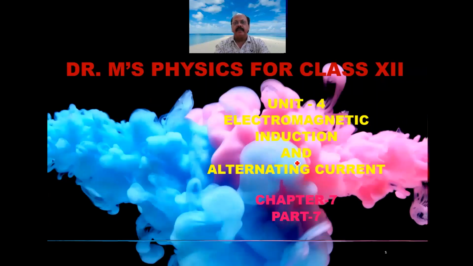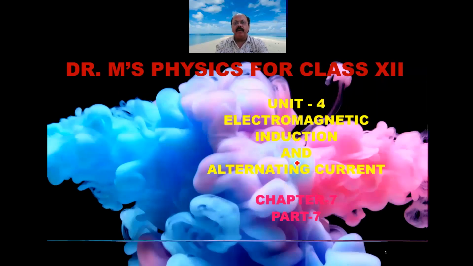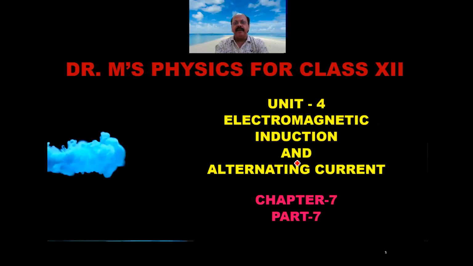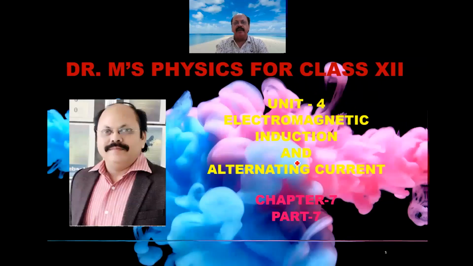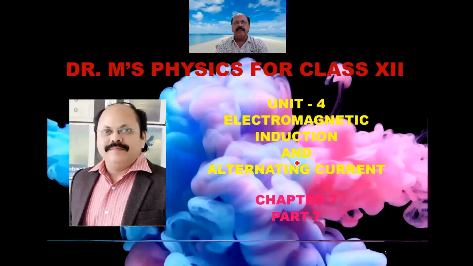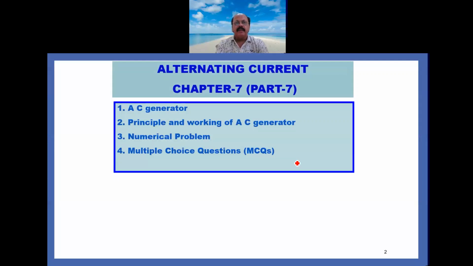Dear students, today's topic of my lecture is Alternating Current, Chapter 7, Part 7. So just to see what you have to learn in this Part 7. First, I will explain the AC generator, then its principle, construction and working. After that, we will take one numerical problem so that you can apply the concepts you learn about the AC generator to solve this numerical.